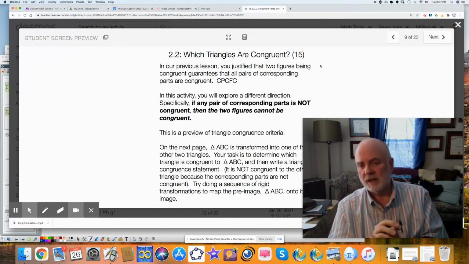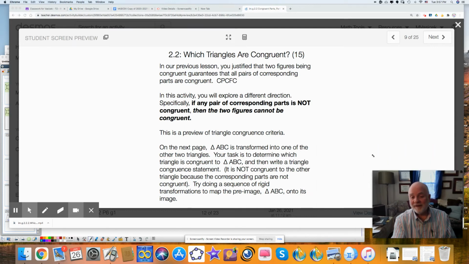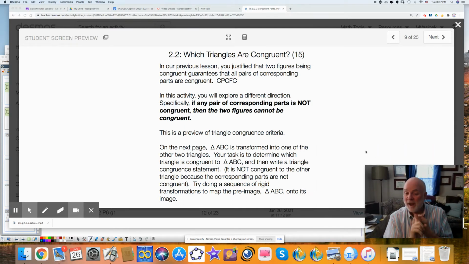Today we're going to look at this again in a little bit different way. We're going to say, if pairs of corresponding parts are congruent, but not all of them are congruent, then can the figures be congruent? Or let me say, if any pair of corresponding parts is not congruent, then the two figures are not congruent. So all of the corresponding parts must be congruent. I'm going to look at the individual parts and see if they're not all congruent, are the figures still congruent? This is a preview of a triangle congruence theorem, the criteria that we will look at in the next coming days.